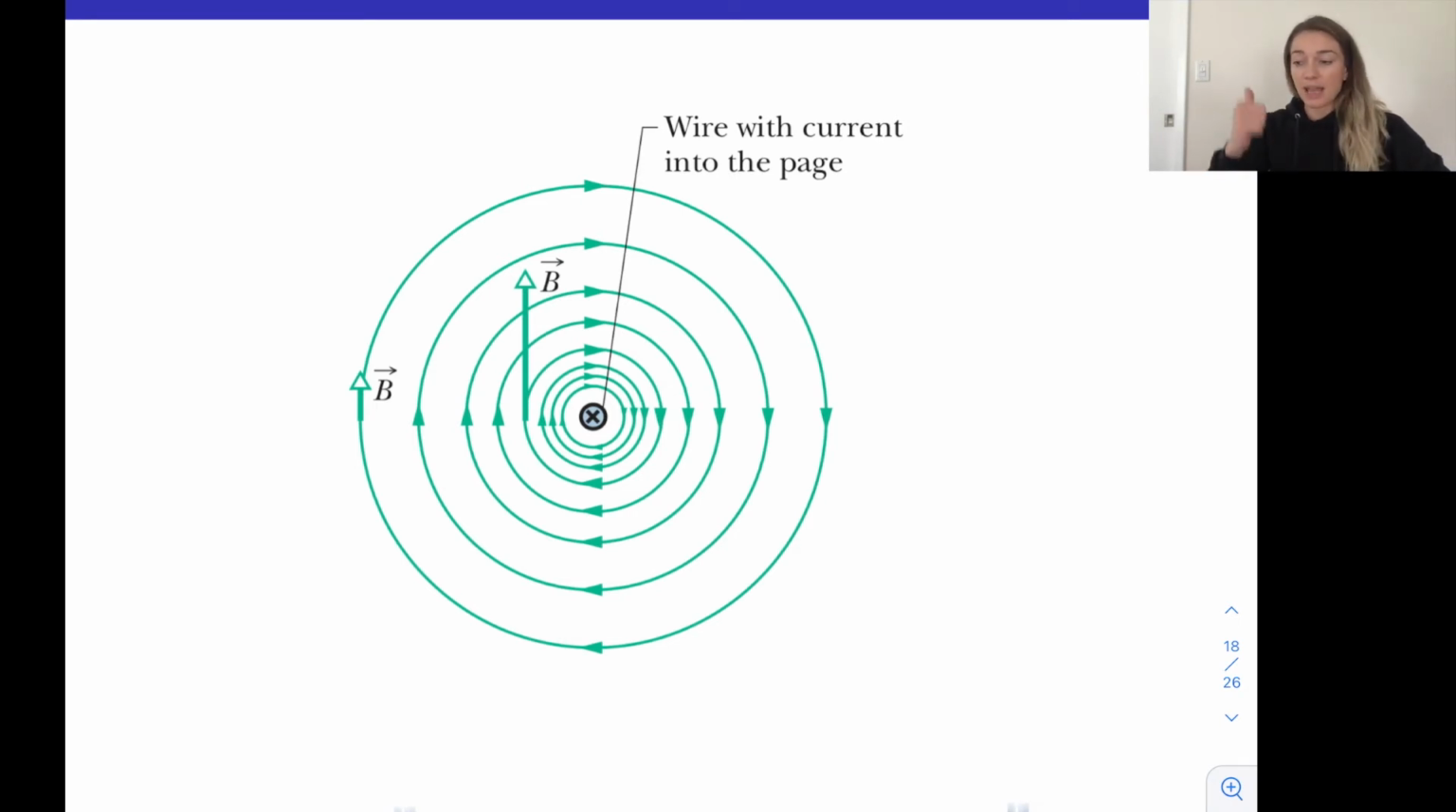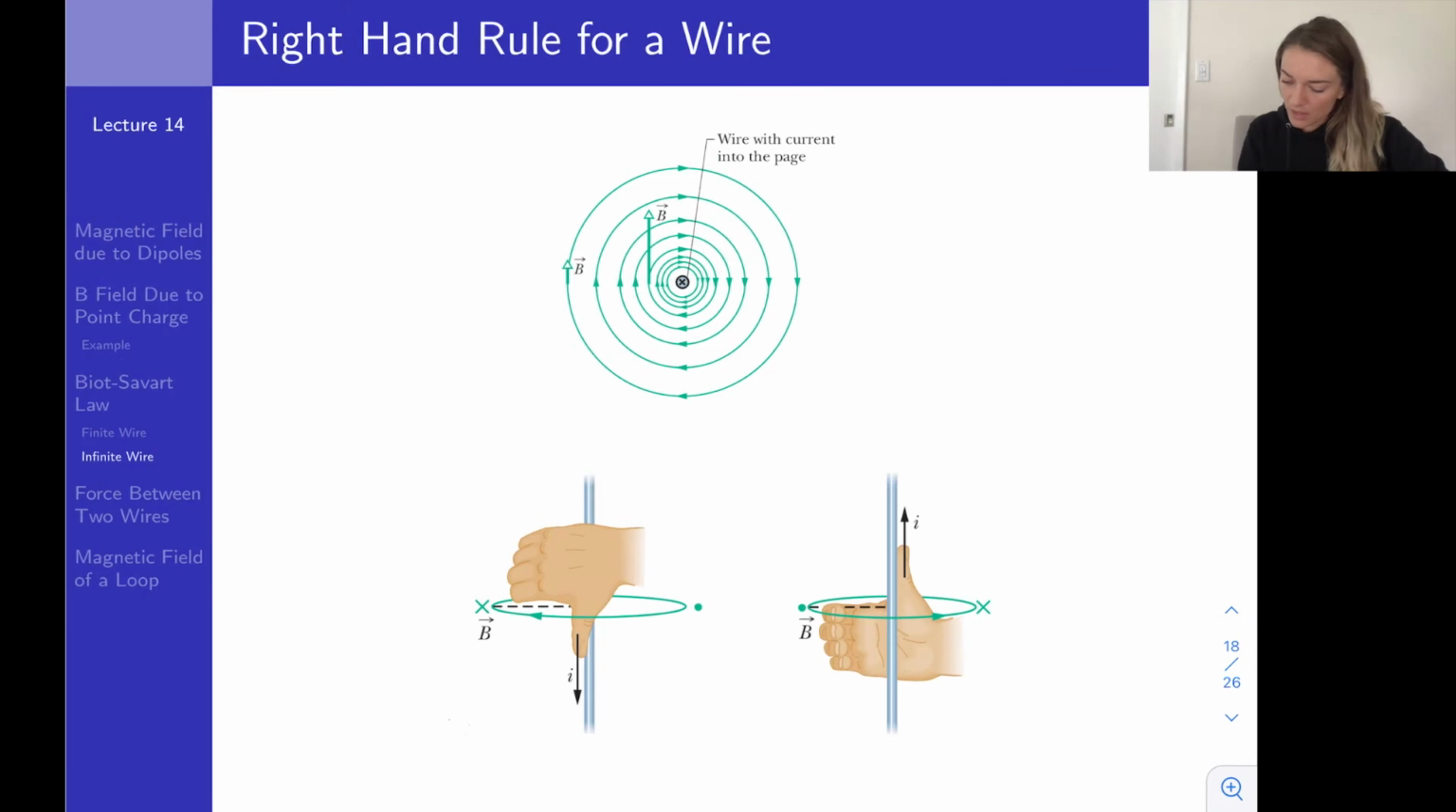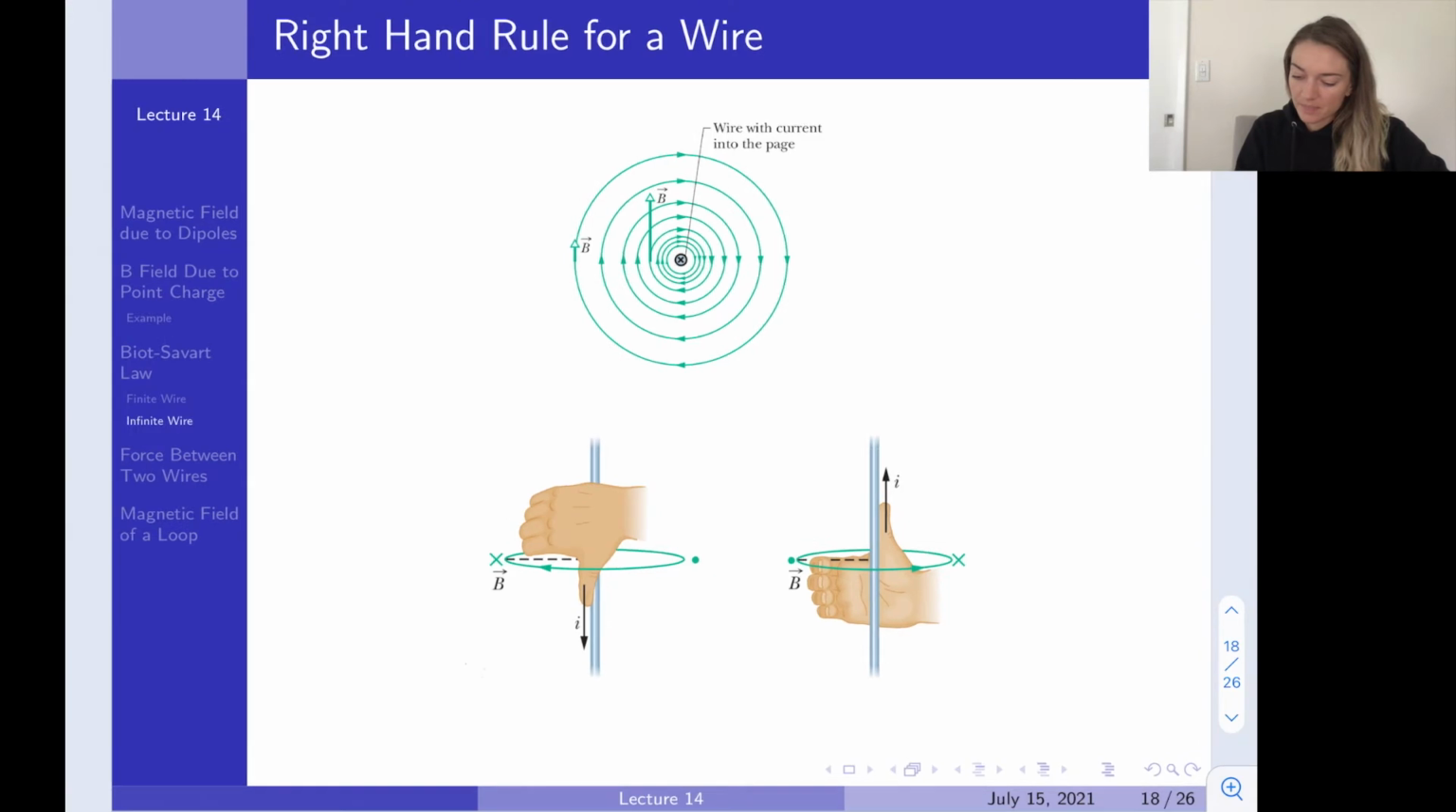So if the current was coming out of the page, I would point my thumb towards me. It's coming out of the page, and then I see that my hand is curling in this direction now, which is in the counterclockwise direction. So if the current was coming out of the page, the magnetic field would be in the opposite direction. But in both cases, it's curling around that wire. So here's just a little picture. You point your thumb in the direction of the current in either case, and then your hand just curls in the direction of the magnetic field there.